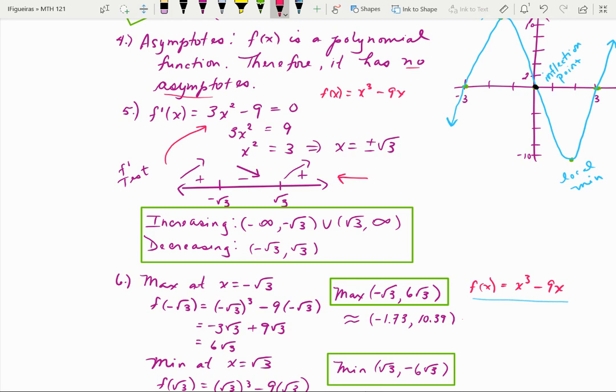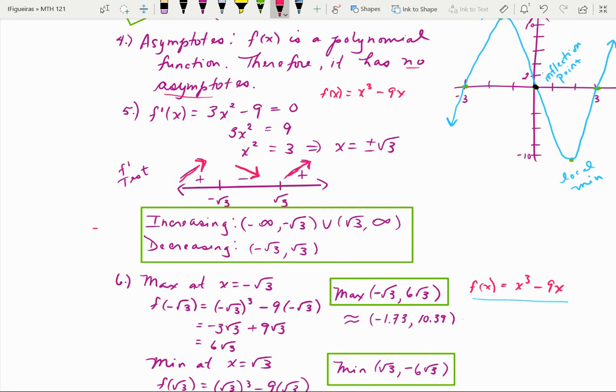So anything to the left of negative root 3 results in a positive first derivative, which means that your graph is increasing. That's why I have this arrow here going upward, because it's increasing. Then you pick a number between negative root 3 and root 3, so the easiest choice is 0. Again, plug it into your first derivative, you get a negative result, which means that f of x is decreasing. And again, if you pick something greater than root 3, like 2, 3, 4, 10, it doesn't matter, you'll get a positive result. Graph is increasing. So it's going up, then back down, then up again.